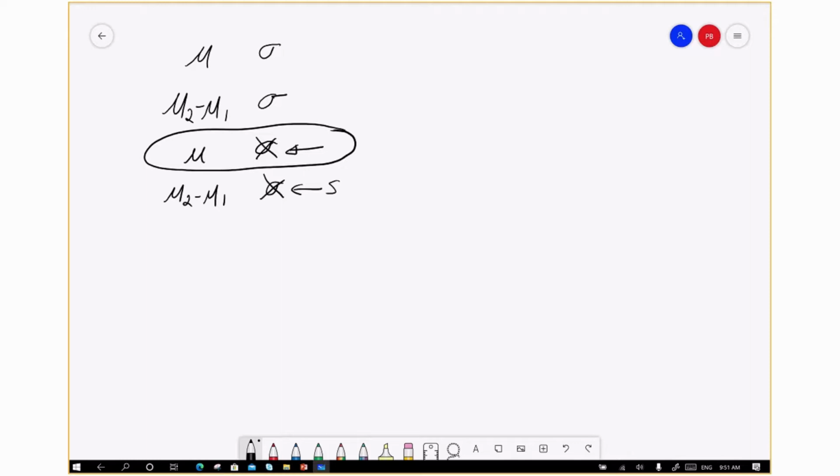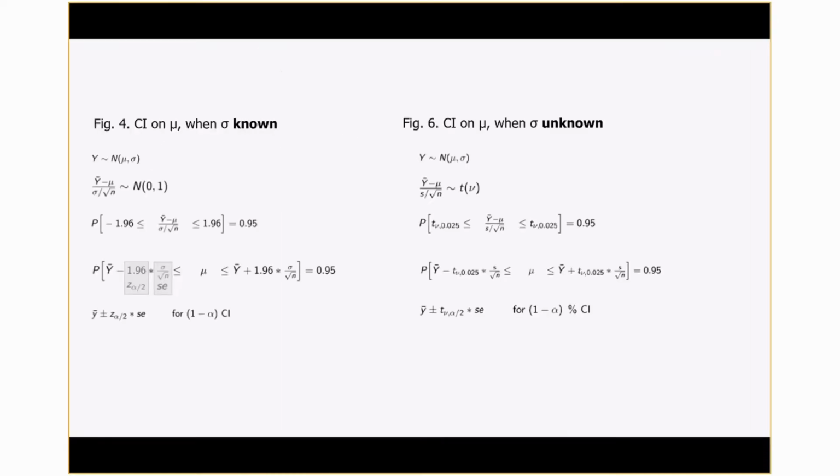Let's do some theory. So in section 4 of chapter 3, we're interested in getting a 95% confidence interval on a single population mean when the population standard deviation is unknown and is estimated by the sample standard deviation. And so what I've got here are copies of two figures from your notes.